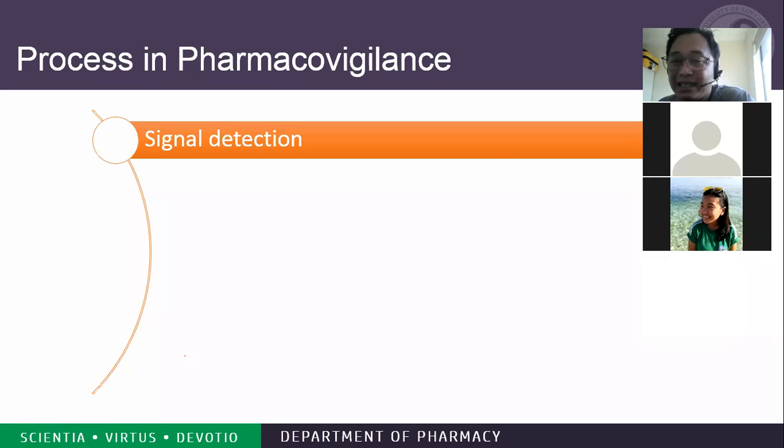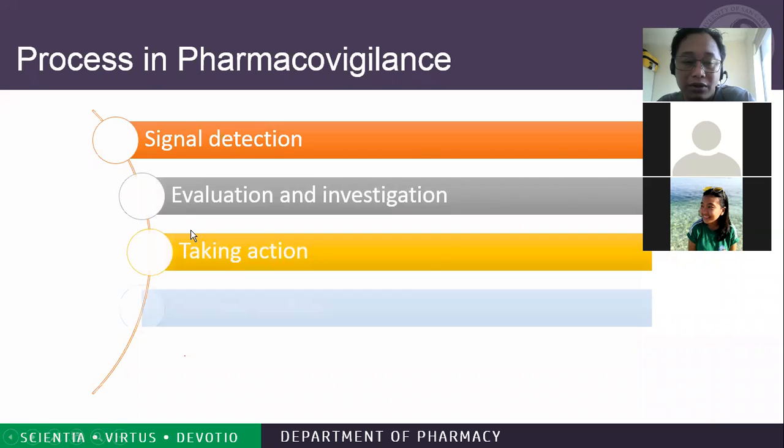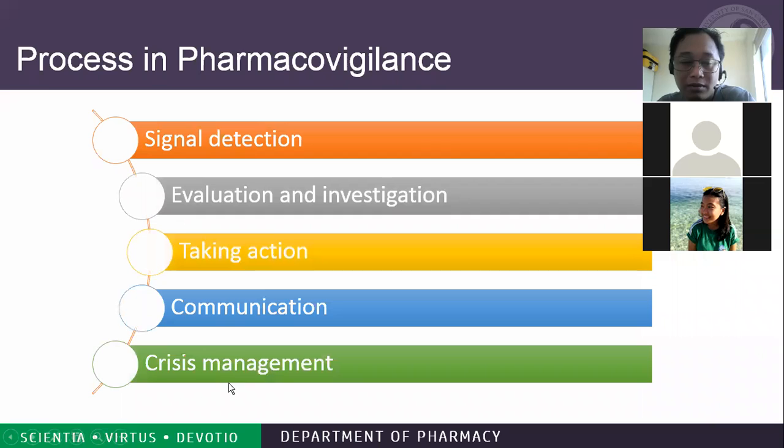The first is signal detection. So in pharmacovigilance, you have to understand what signal detection is. The second one is evaluation and investigation. The third is taking action, and then communication and crisis management. We will go through the first to the fourth steps, not the crisis management.